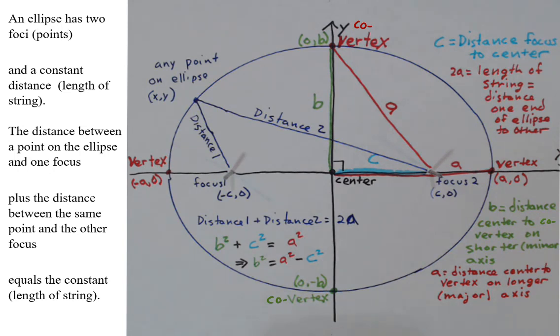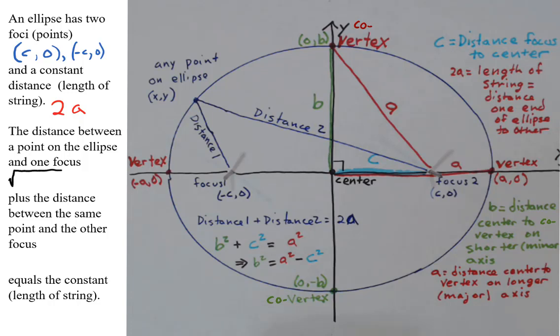Now we use this graph of an ellipse to help us write the equation of an ellipse. We start with the word definition to the left. An ellipse has two foci. Foci are points, and as we can see, one is at (c, 0) and the other is at (negative c, 0). And a constant distance, the length of the string, that's 2a.